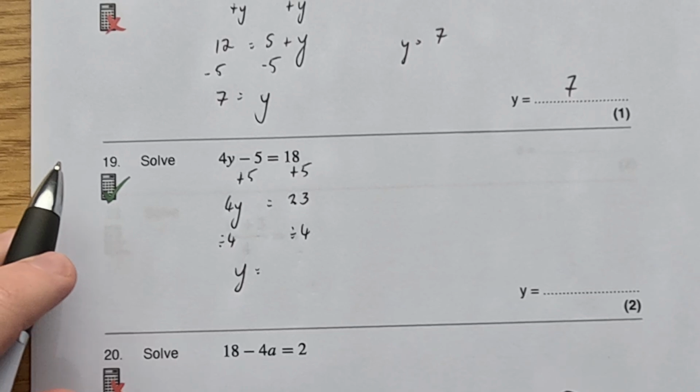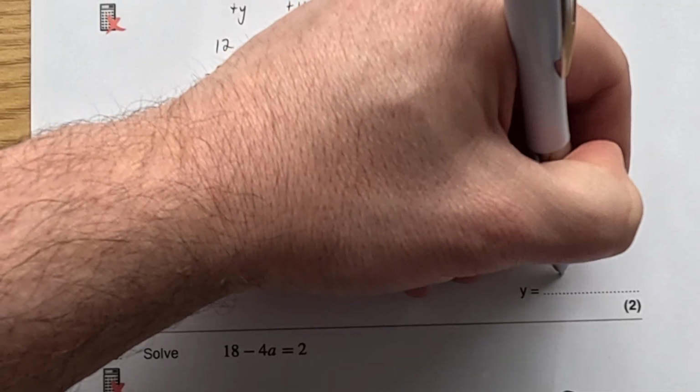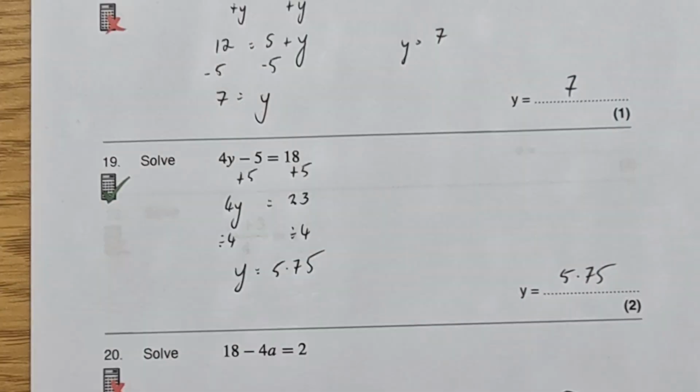And that's a calculator question, so we can just do 23 divided by 4 is equal to 5.75. So that's our answer, y equals 5.75. Or you could have written it as 5 3/4 or even 23 over 4. But that's it. Okay, let's take our next question, question number 20.